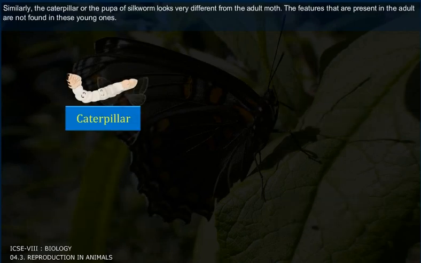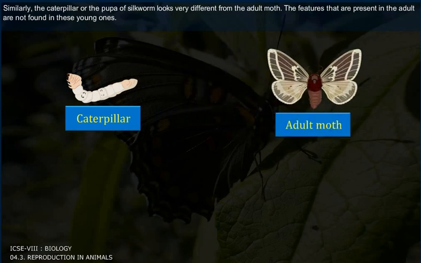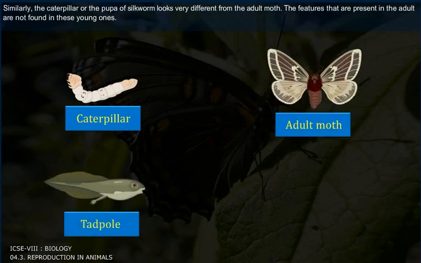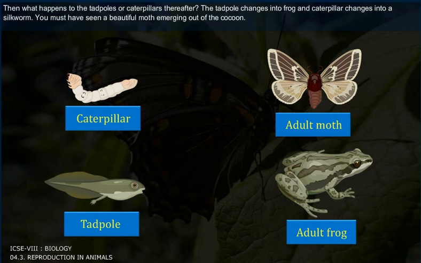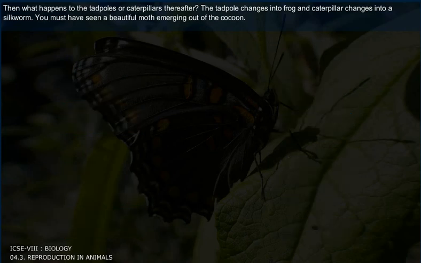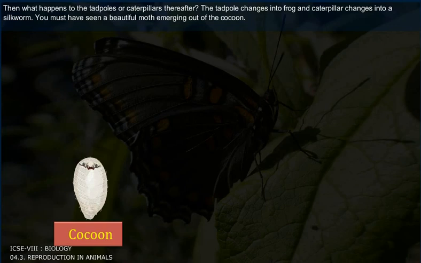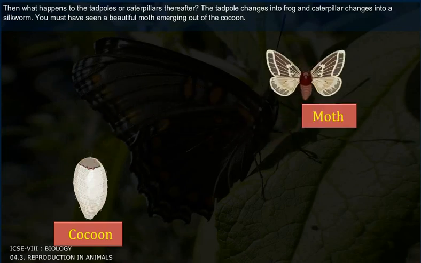Similarly, the caterpillar or the pupa of silkworm looks very different from the adult moth. The features that are present in the adult are not found in these young ones. Then what happens to the tadpoles or caterpillars thereafter? The tadpole changes into a frog and the caterpillar changes into a moth. You must have seen a beautiful moth emerging out of the cocoon.